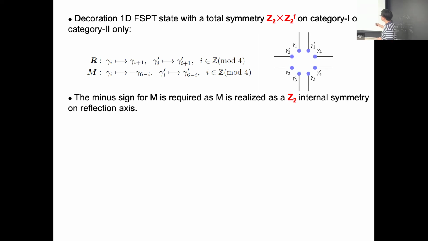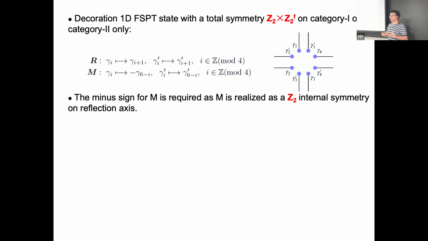So now you can see this is a symmetry action. On the rotation, it's just doing this cyclic rotation. But on the mirror reflection, there must be a minus sign. It's very important. If you put i equal to 1, that means gamma 5 equals gamma 1. So gamma 1 maps to minus gamma 1. That's very important. And gamma 1 prime maps to gamma 1 prime again. Now we end up with 8 Majorana modes.